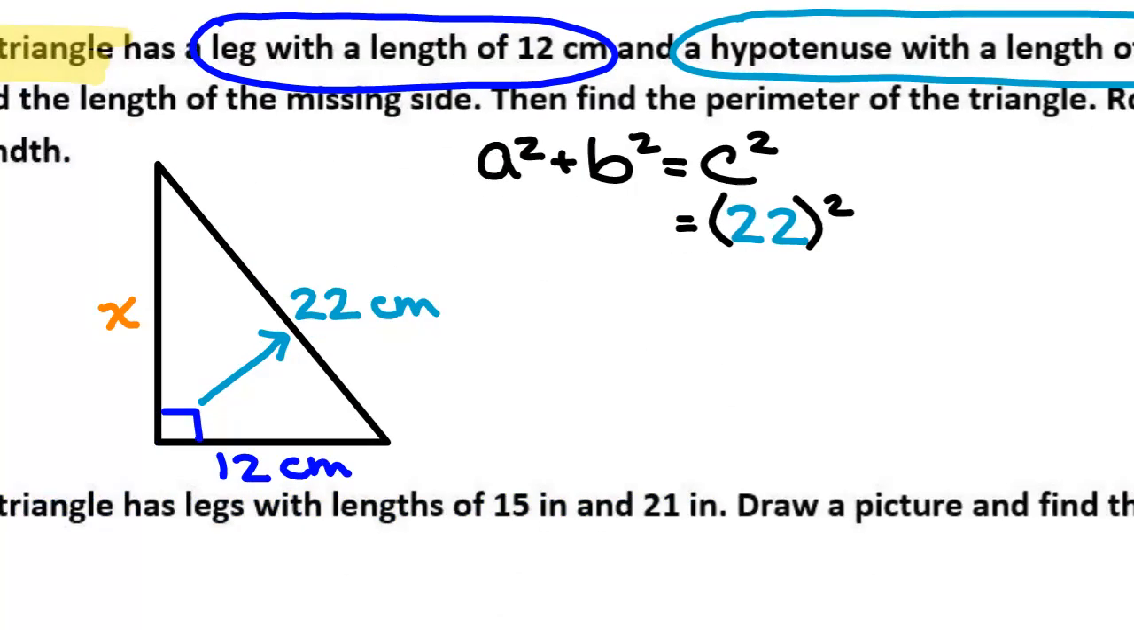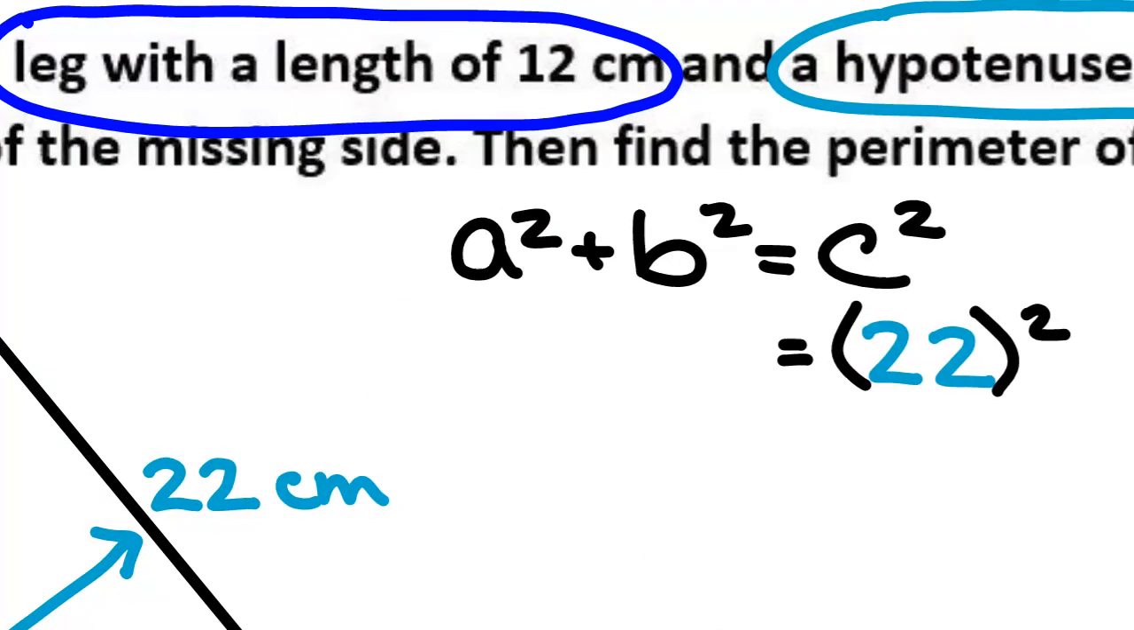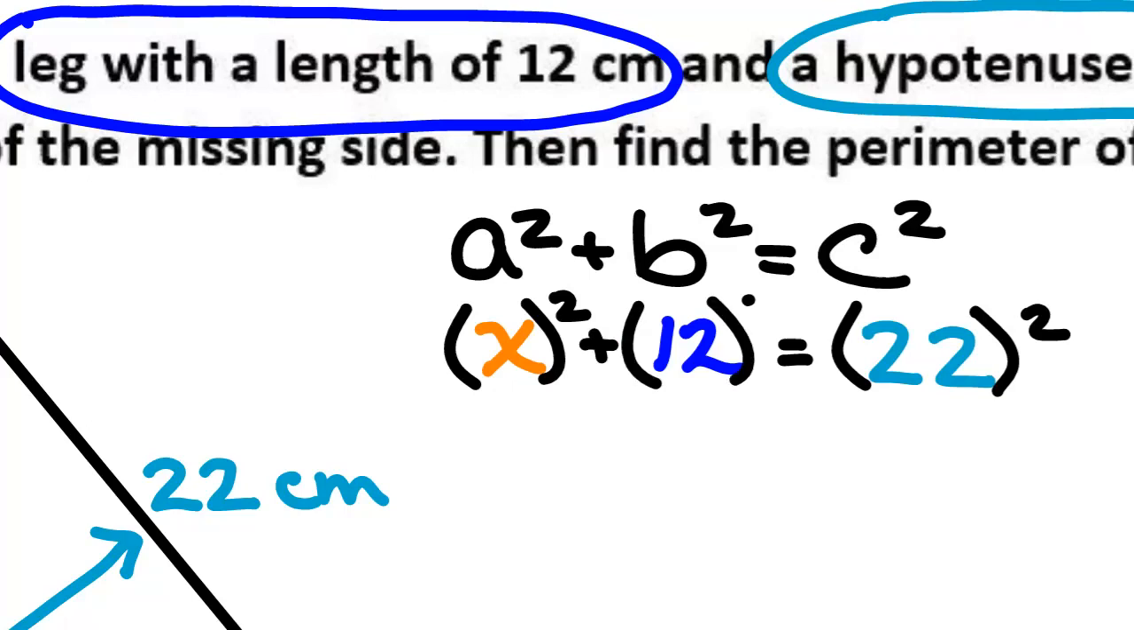And then what do we put in for A and for B? Yep, X for A and 12 for B, or 12 for A and X for B. We need to put the X and the 12 in, and it does not matter which one is A and which one is B. The only one that matters is C.